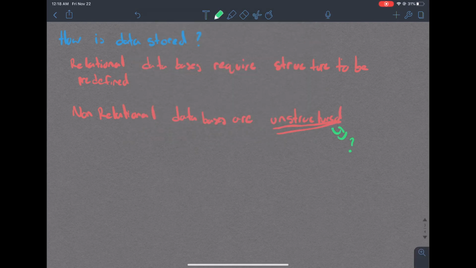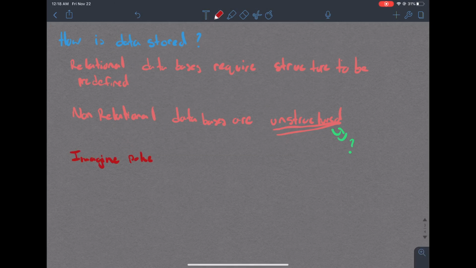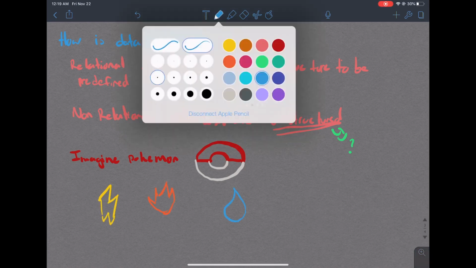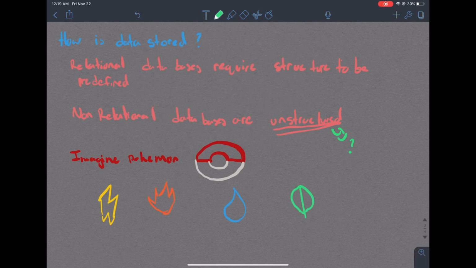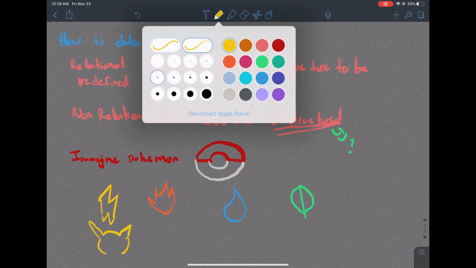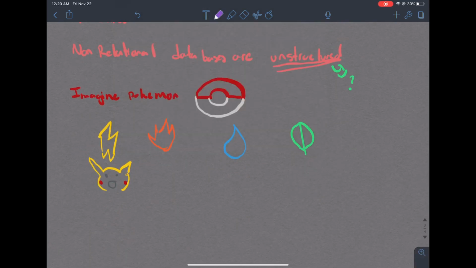For example, if you had a database of Pokemon with a type such as water, lightning, and fire, you could still add an unknown Pokemon of unknown type and it would still fit into that database. NoSQL still allows you to define structure to data, but this is optional.